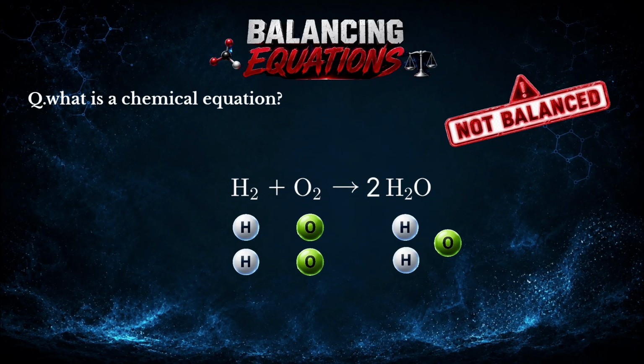Now count again. On the right side, we have 4 hydrogen atoms and 2 oxygen atoms. The oxygen atoms are now balanced, but the hydrogen atoms are not, so we place a 2 in front of H2. Now let's count one last time. Left side, 4 hydrogen atoms and 2 oxygen atoms. Right side, 4 hydrogen atoms and 2 oxygen atoms. Perfect. The equation is now balanced.